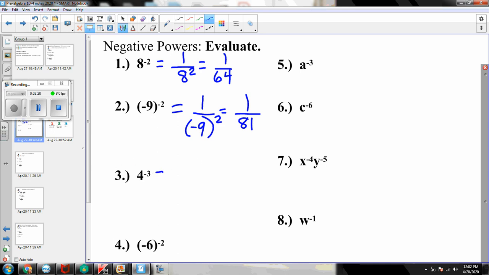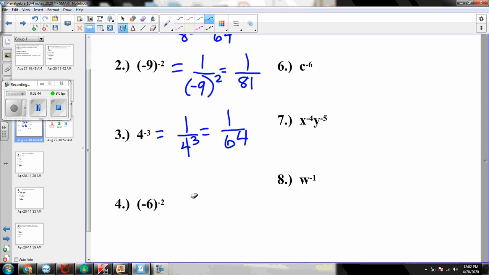Number 3 has a negative exponent. So I'm going to make it a fraction, and when I move this 4 to the third to the denominator, the -3 then becomes a +3. And then 4 to the third would be 4 times 4 times 4. So 4 times 4 is 16. 16 times 4, this would be a 64.